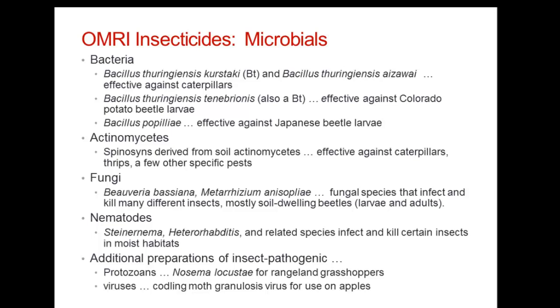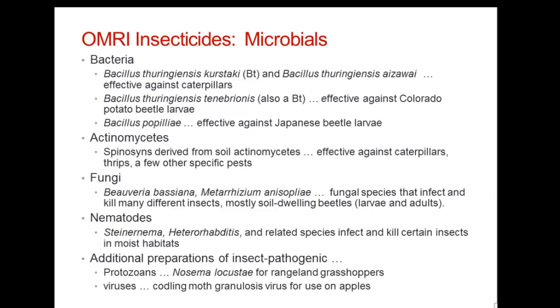There are protozoans in the genus Nosema. Some of you would have heard of Nosema as a pathogen of honeybees. Well, there's a different species that's a pathogen of rangeland grasshoppers. That particular pathogen has actually been commercialized and produced and is used for grasshopper control, not for homeowners, but for grassland management in the West.